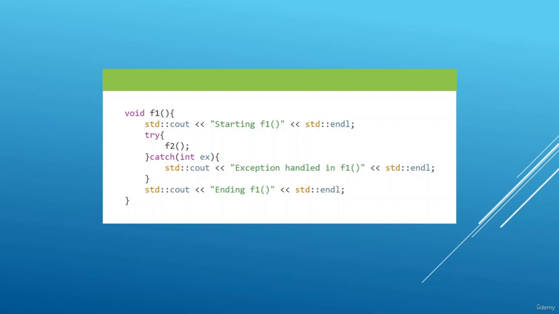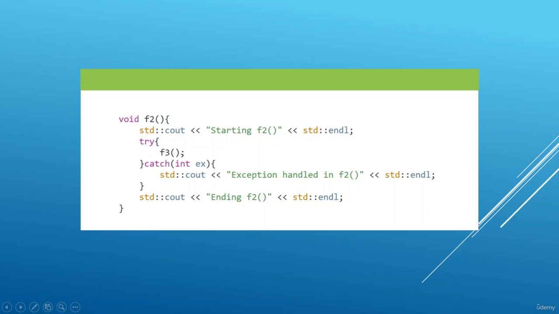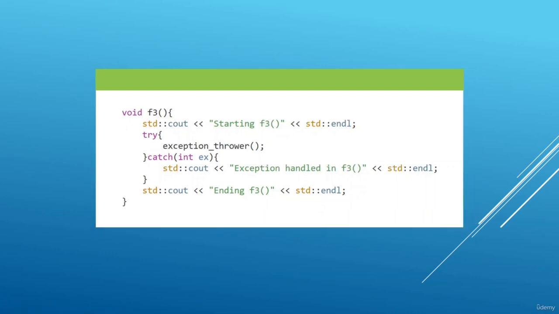For example, we can go in F1 and put in a try block before we call F2, and we can do something like we are doing here. In F2, we can do the same and put a try block before we call F3. And if we catch the exception, we're going to say that it is handled in F2 and our function is going to end properly. We can do the same thing in F3 and wrap our call to exception thrower in a try block. And if an exception happens to be thrown, it is going to be handled in here.